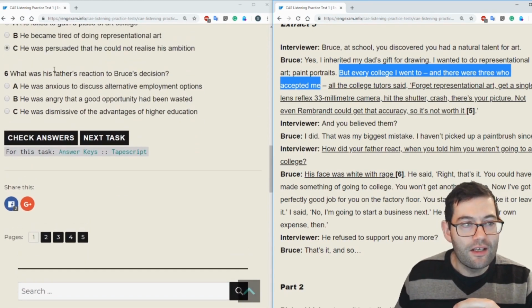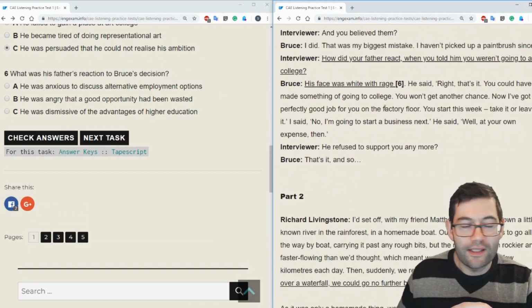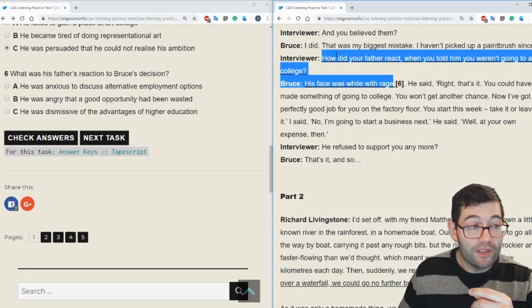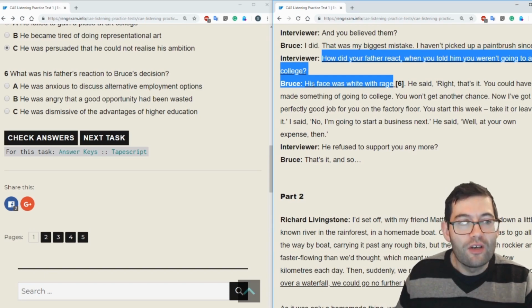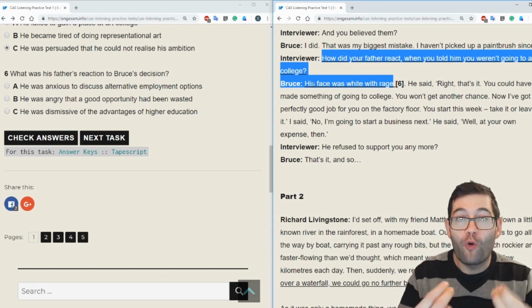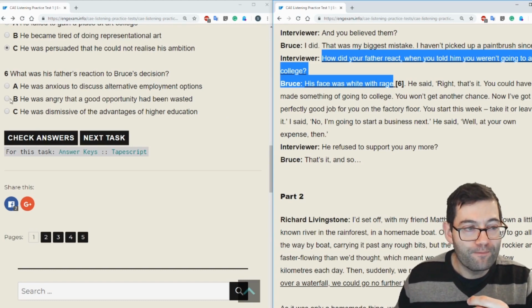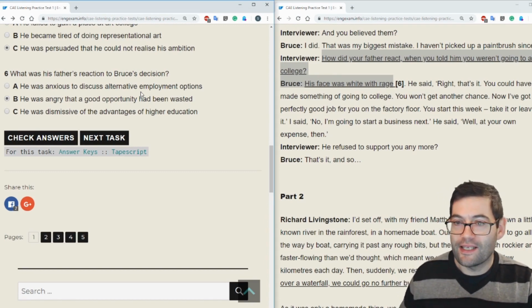And for number 6, it says, what was his father's reaction to Bruce's decision? And the text is highlighted here. How did the father react to Bruce's decision? And we've got that exactly with the question from the interviewer. How did your father react when you told him you weren't going to art college? His face was white with rage. Rage is a synonym of anger, fury. And so that links directly to B. He was angry that a good opportunity had been wasted.